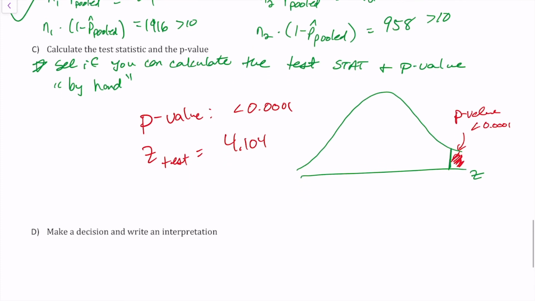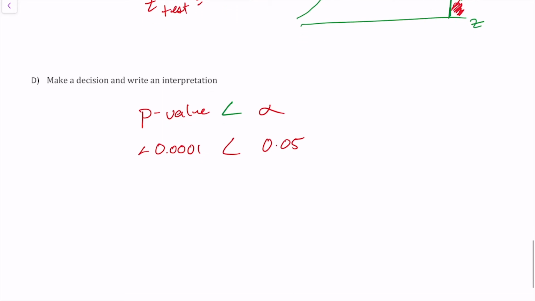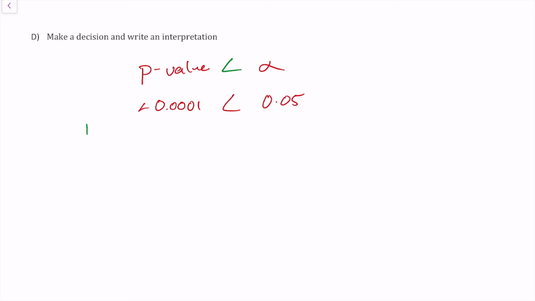So it is tiny. Since it's super tiny, we're going to take our p-value and compare it to alpha. Our p-value is less than 0.0001, and we're going to compare it to 0.05. Since it's so tiny, it's definitely going to be less than our alpha. So we're in the scenario where the p-value is less than alpha. Therefore, we know that we should reject the null hypothesis. That's just our rule, right? Anytime our p-value is smaller than alpha, we reject the null hypothesis.